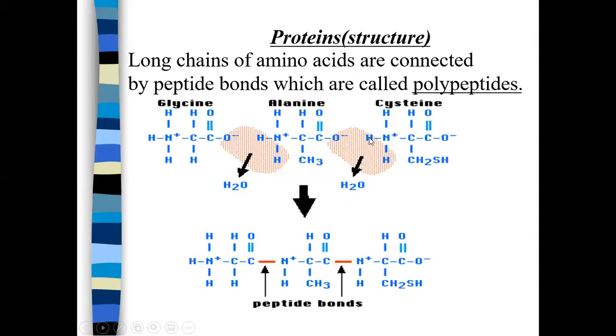Similarly, these two hydrogens and this oxygen atom are all removed in the form of an H2O molecule, and oxygen is connected with nitrogen, which is shown by a red line. These are known as peptide bonds, and this molecule is known as a polypeptide. As there are two peptide bonds, this molecule is also known as a dipeptide.